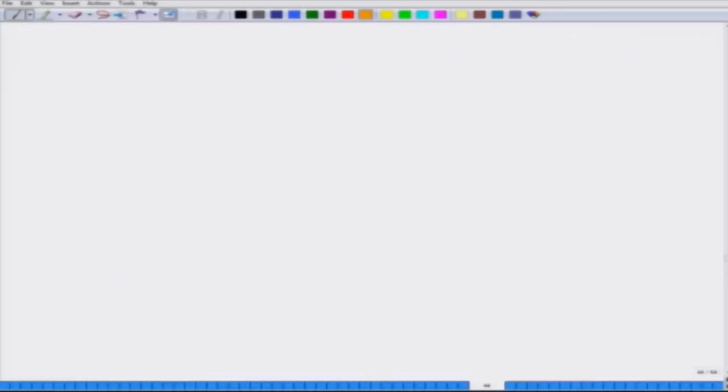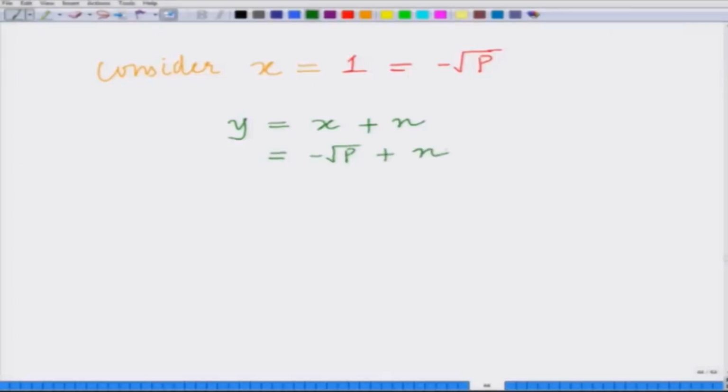So, let us consider the transmitted symbol x equals information symbol 1, which corresponds to the voltage level minus square root of p. At the receiver we have the received symbol y, which is equal to x plus n. Since x is equal to minus square root of p in this case, this is minus square root of p plus n.